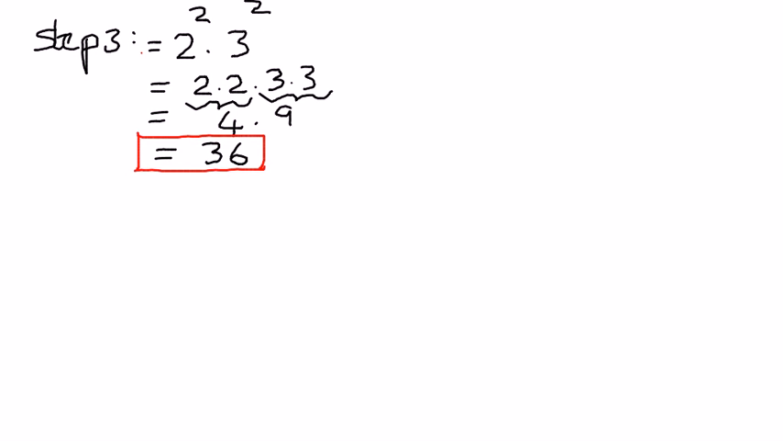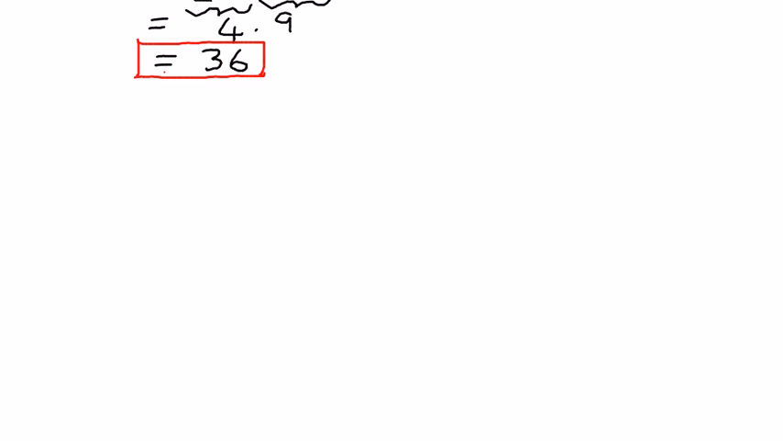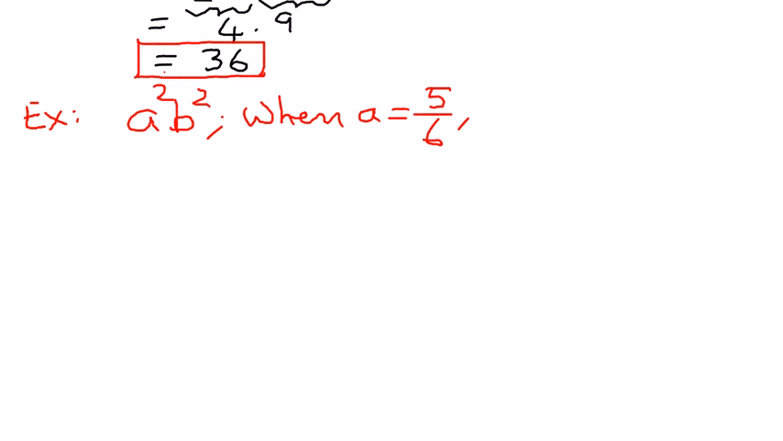Let us look at another example. Let's say this time, instead of whole numbers, we have fractions. Let's say we want to evaluate a squared times b squared when a is equal to 5 over 6 and b is equal to negative 3 over 5. Now the variables are in terms of fractions. It doesn't matter. The concept is exactly the same.